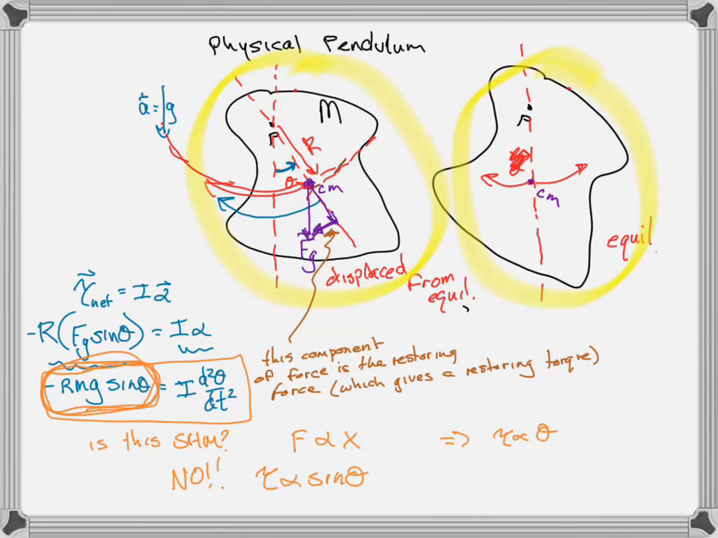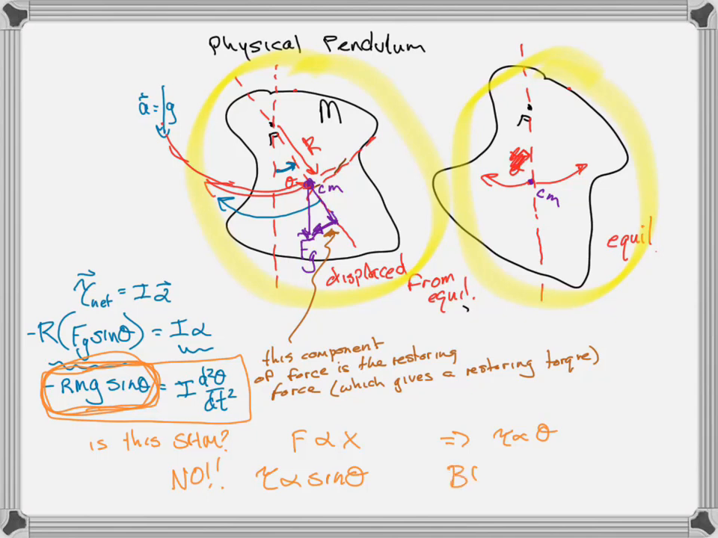Theta just keeps getting bigger. Theta goes from 0 to 1 degree to 2 degrees to 5 degrees to 15 degrees to 150 degrees to whatever. What does sine theta do? Sine theta gets bigger and then smaller and then bigger and then smaller and then bigger and then smaller. So they're not the same thing.